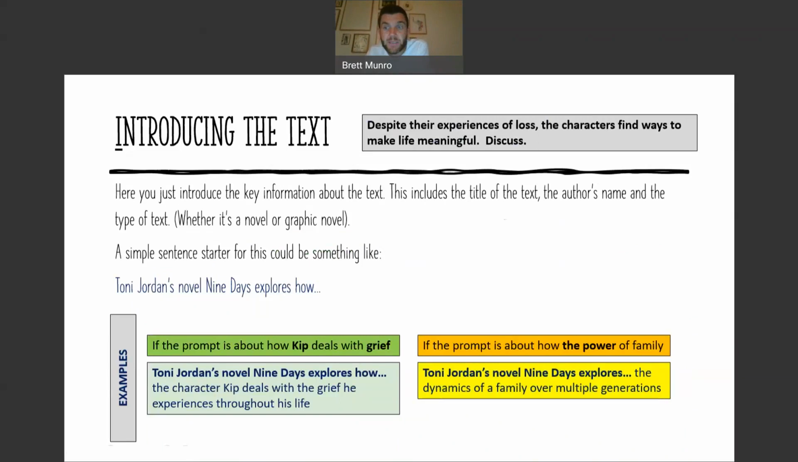One, because it's just providing that extra layer of depth that you're explaining and the additional context. Okay? But like I said, you can also complete the introduction of the text and the introduction of the prompt in the same sentence.